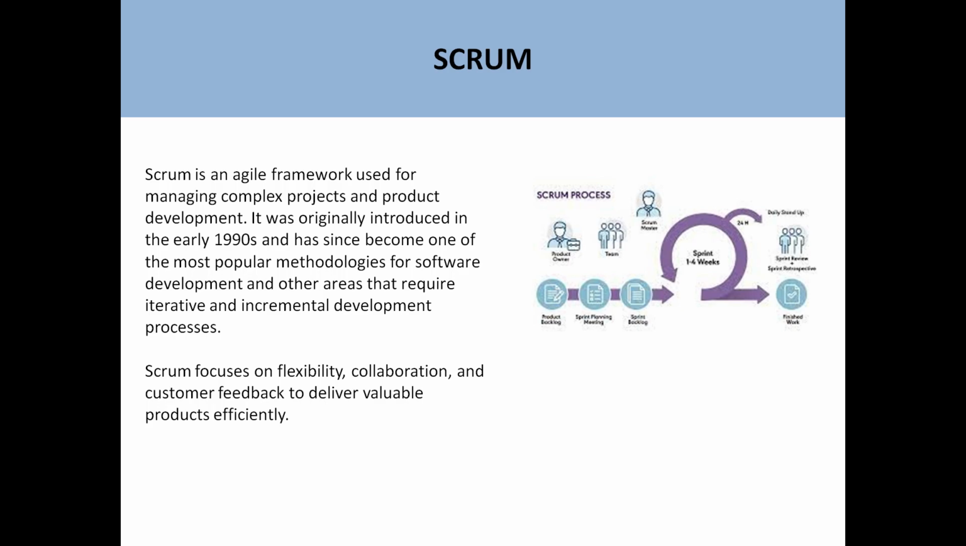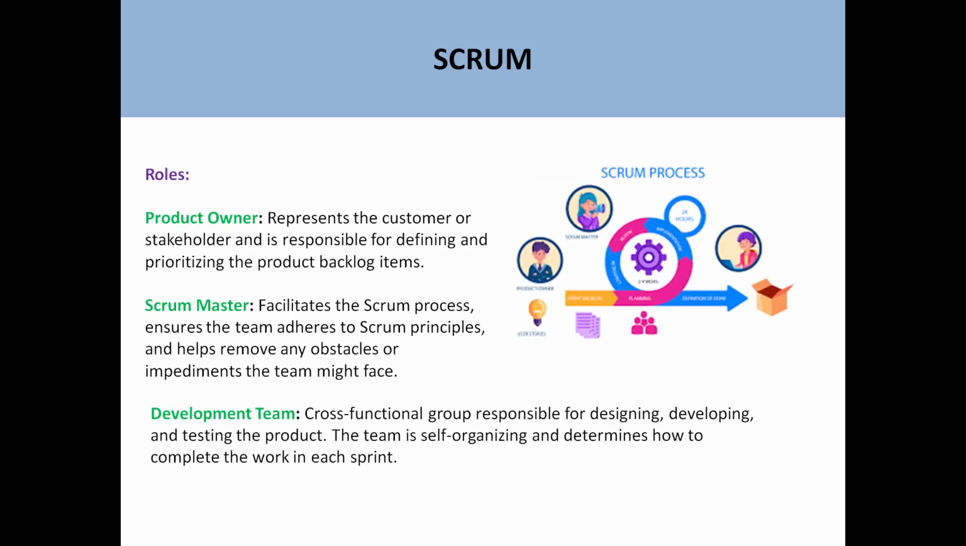So basically, friends, in simple words, Scrum is an agile-based framework which we use for software development, and it is very flexible, collaborative, and based on customer feedback. The roles which are available in the Scrum framework, first one is the product owner. Basically, the product owner represents the customer voice, and is a bridge between the customer and the Scrum team.